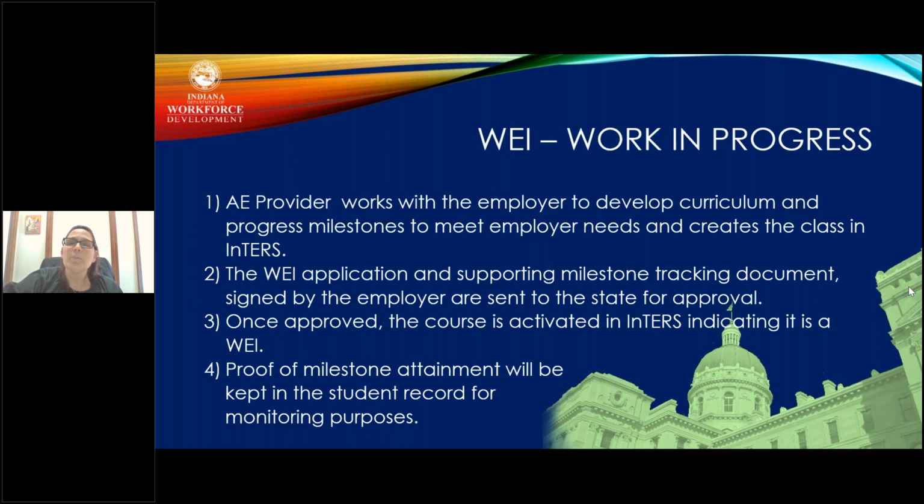An adult education provider will work with the employer to develop curriculum and progress milestones to meet employer needs, and would create that class in our data system. The adult education provider would submit the application and supporting milestone tracking documents signed off by the employer and send that in for approval. Once we approve it, we'll activate the course in Inters, indicating that it's a WEI, and proof of milestone attainment will be kept in student records for monitoring purposes.